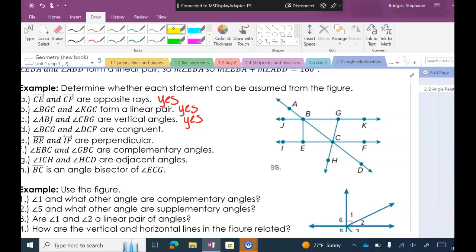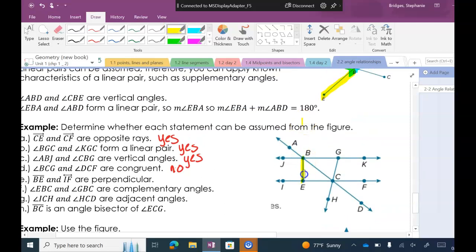All right, BCG, there's BCG, and DCF. Are those congruent? Can I say that they're congruent? No. They might be, but I don't have any information to say that they are. So can I assume that they are? No. You cannot ever assume congruence unless you're told some information, or unless they're vertical.